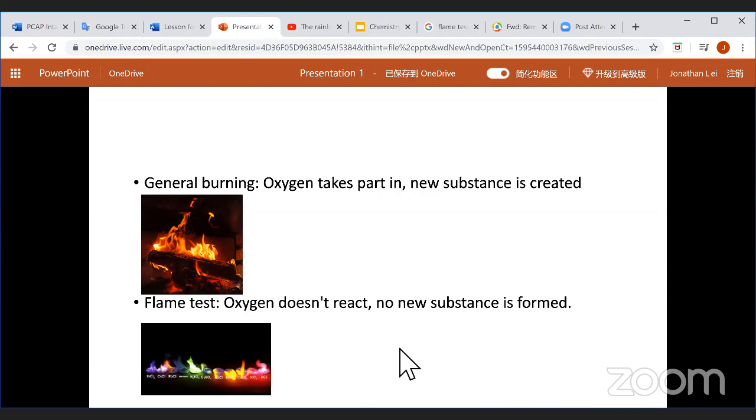Okay, so just to reiterate. In flame test, the flame is not the same as the general burning. The flame is just a form for the metal ion to emit a color. So actually, there's no reaction happening there, and no substance is formed. So it's physical change. Okay, but this is very interesting.